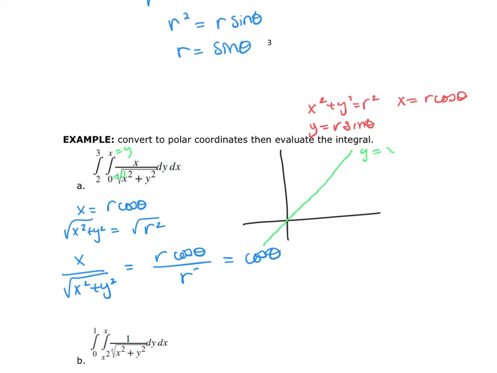So y equals x, and y equals 0 is the x-axis. This is x equals 3 and x equals 2. So here's 2, here's 3. Now we can see if x equals y, then this is theta equal to pi over 4. And since I started at 0, that means my limits of integration on theta are from 0 to pi over 4.